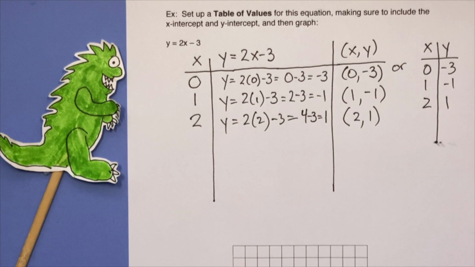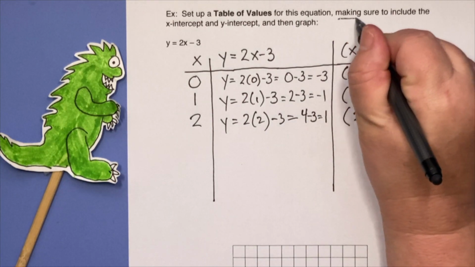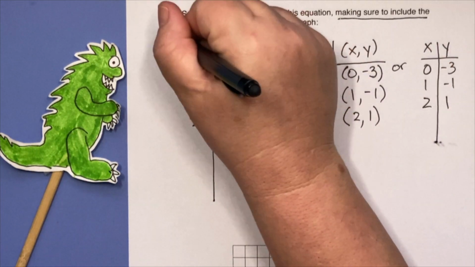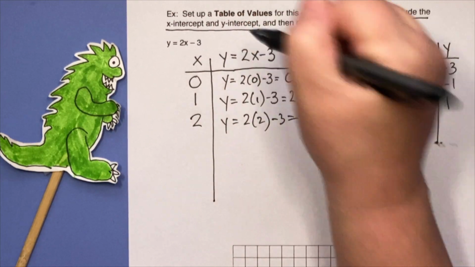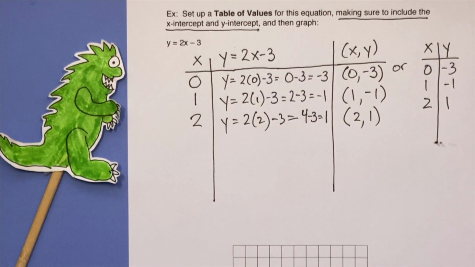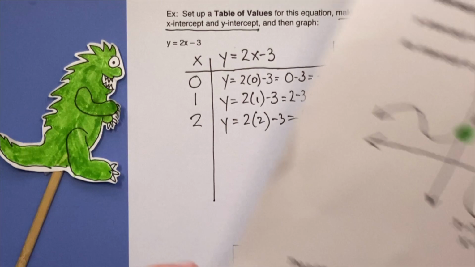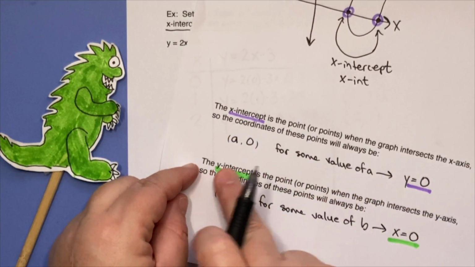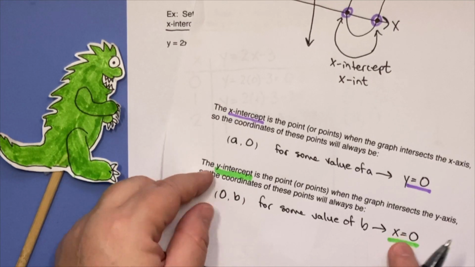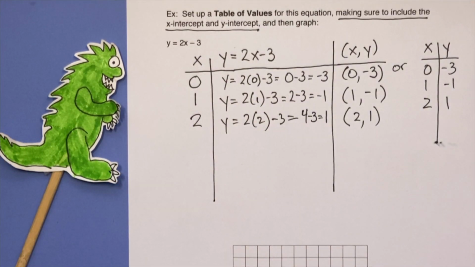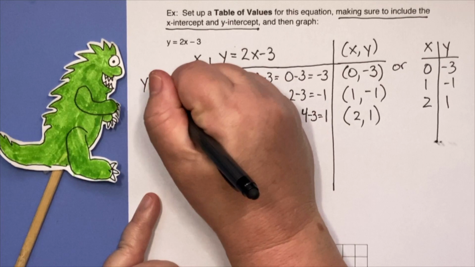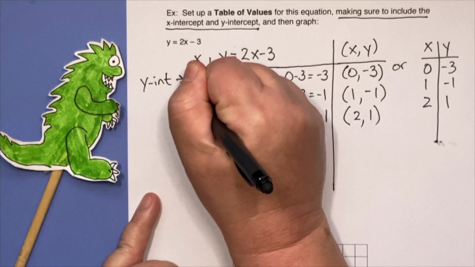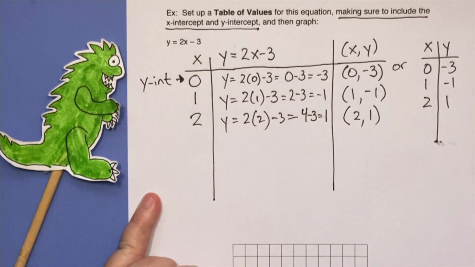You need at least 2 points, and we also want to make sure to include the x-intercept and y-intercept. And here, let me remind you that the x-intercept is when y equals 0, and the y-intercept is when x equals 0. So we already have this one right here. This is the y-intercept right there. But we still need the x-intercept.